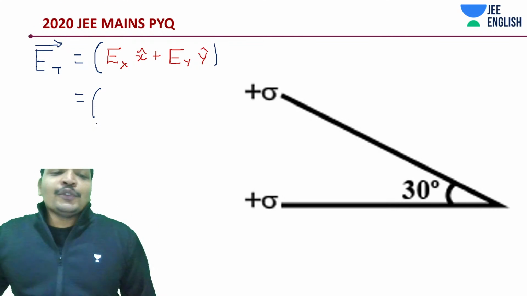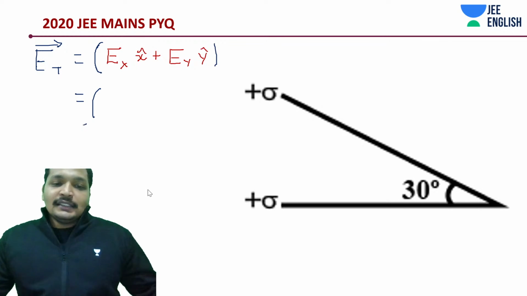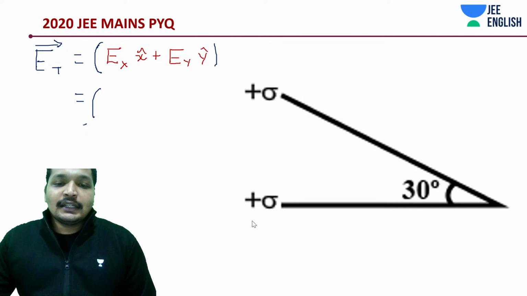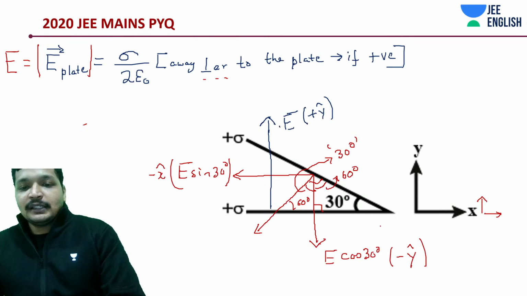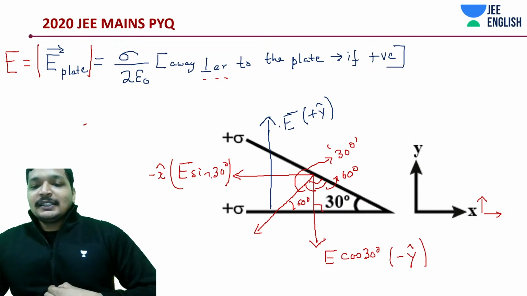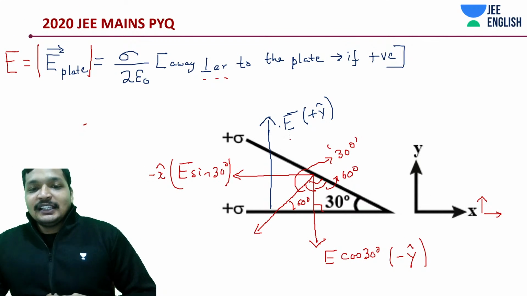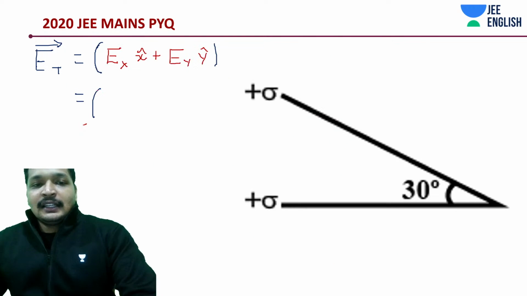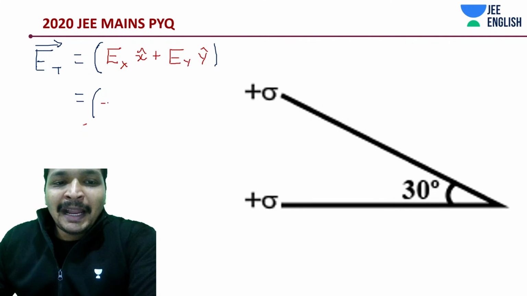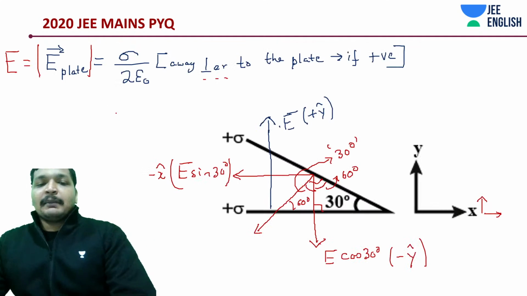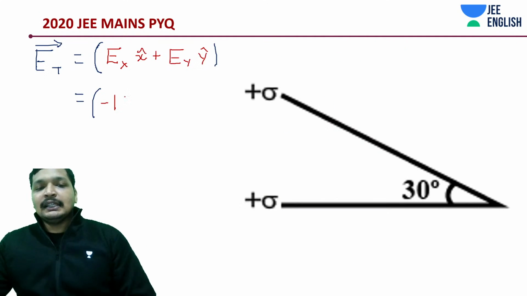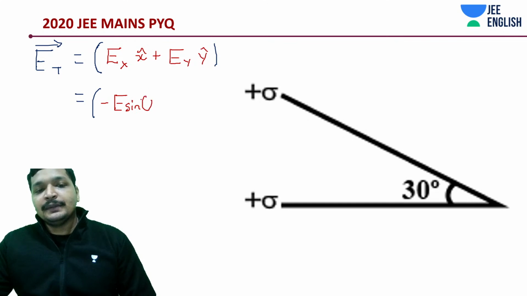So how do you do this? Basically, translate it and copy paste the same thing. So it's E sin 30, E cos 30, right? The X component is going to be minus, why minus? We had a minus E sin 30 X cap. We are doing the same thing, just writing it down again.